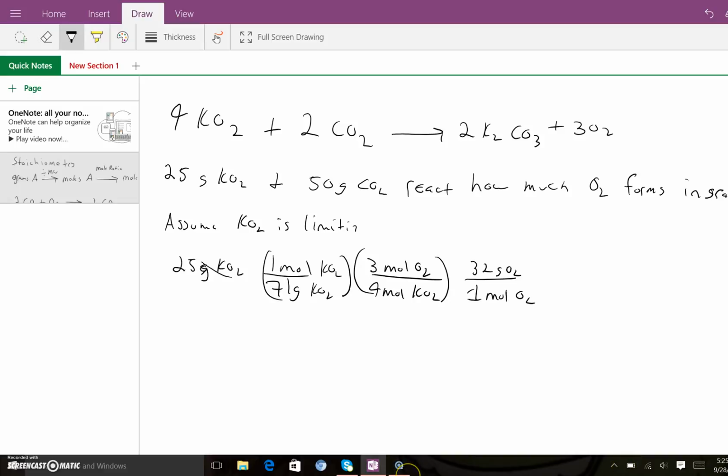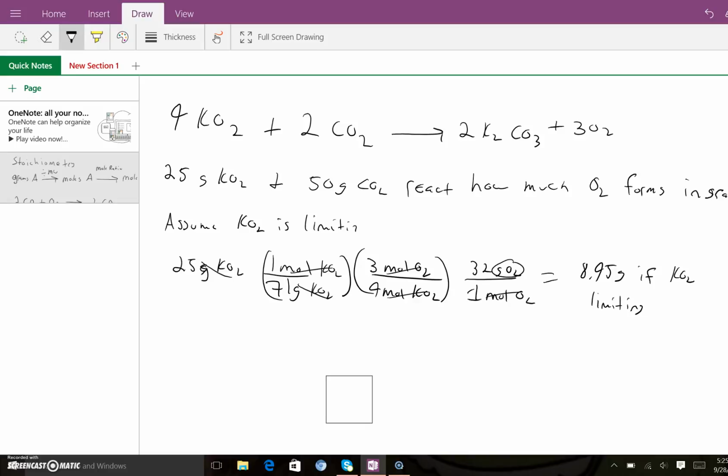Now let's check my units. Grams cancel, moles of O2 cancel. I'm left with grams of O2. So I go ahead and calculate it: 25 divided by 71 times 3 divided by 4 times 32. Final answer equals 8.45 grams if KO2 is limiting.